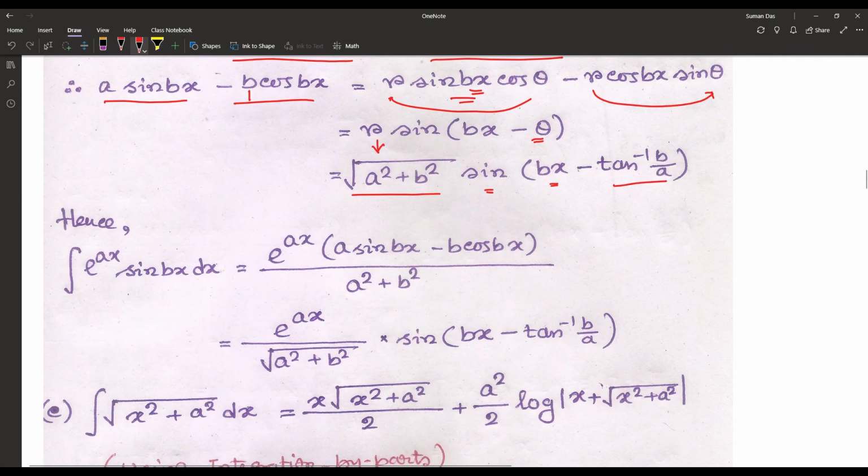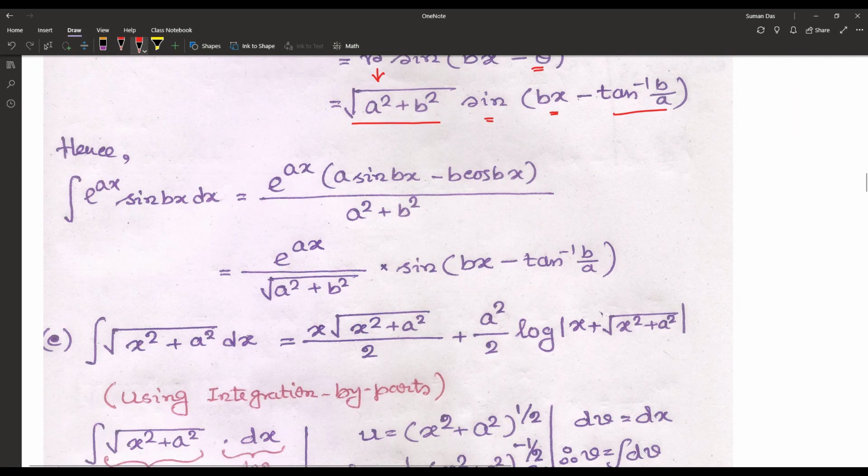So finally we are getting the result as e to the power ax by a squared plus b squared was there. So after dividing that by the square root of a squared plus b squared, we are getting the denominator as the square root of a squared plus b squared. So e to the power ax divided by the square root of a squared plus b squared, into sine of bx minus tan inverse b by a, and that is our second option for the second formula.